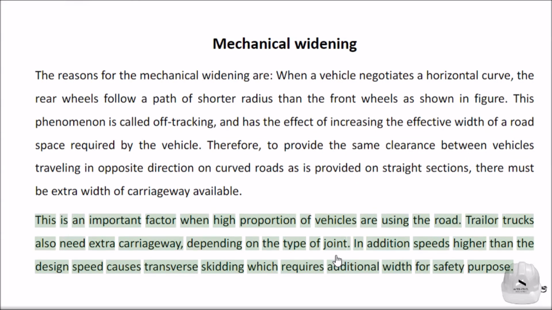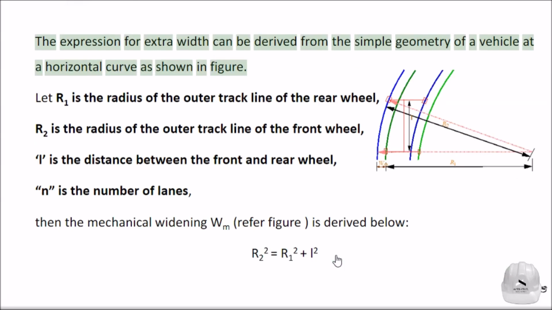This is an important factor when a high proportion of vehicles are using the road. Trailer trucks also need extra carriageway, depending on the type of joint. In addition, speeds higher than the design speed cause transverse skidding, which requires additional width for safety purposes. The expression for extra width can be derived from the simple geometry of a vehicle at a horizontal curve, as shown in the figure.